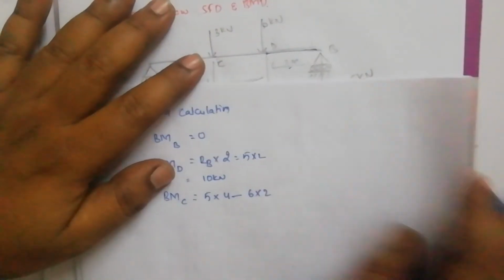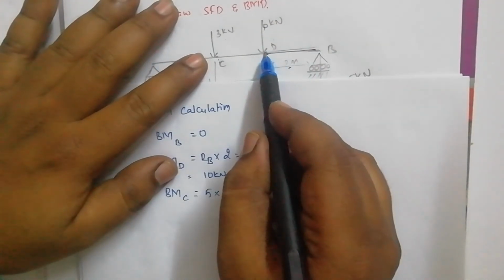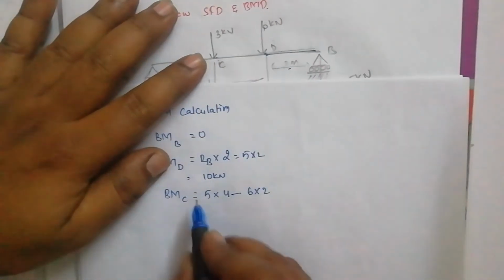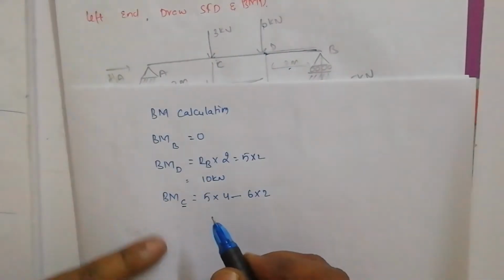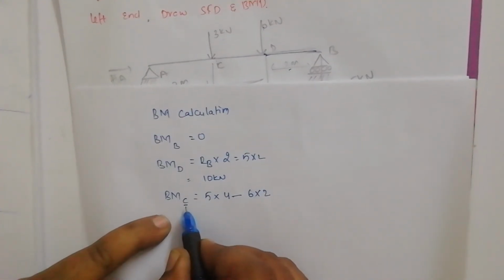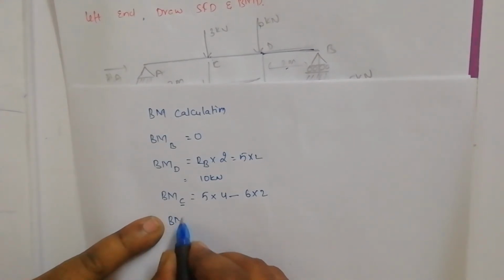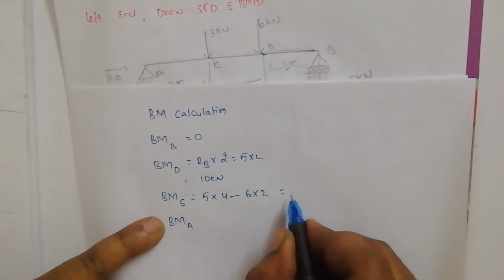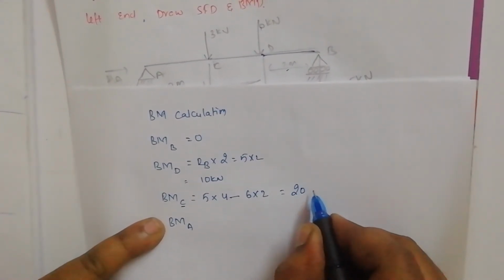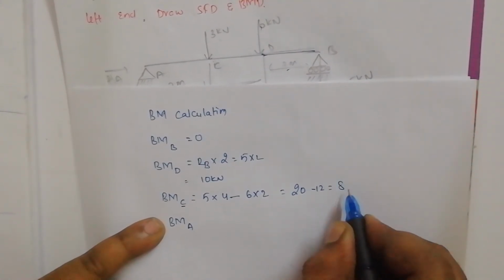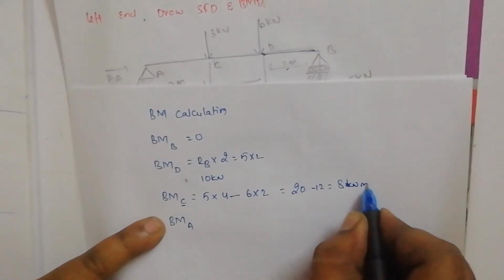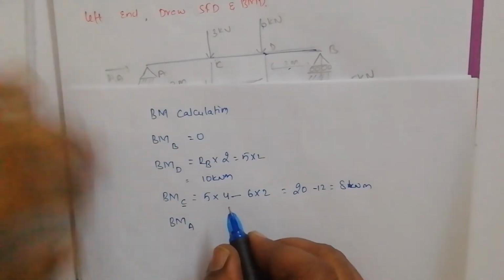This 6 is this load, and 2 is the distance between this load and point C. Why point C only are we taking? Because we are calculating the moment at point C, so we are taking the distance as 2. Let us check: 20 minus 12. So it is 8 kilonewton meter. So it is also 8 kilonewton meter.